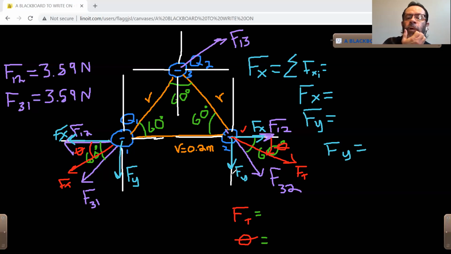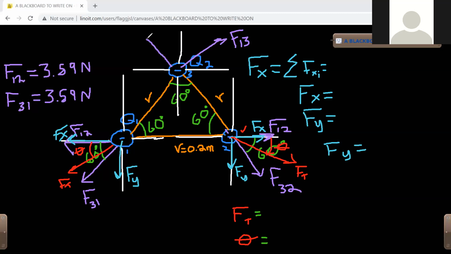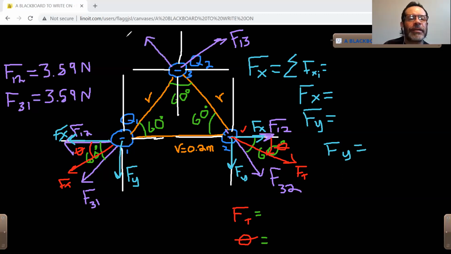And there is a force between Q3 and Q2. Can somebody tell me what type of force that is and in what direction it's going? Northwest. Repulsive, and it's going northwest.